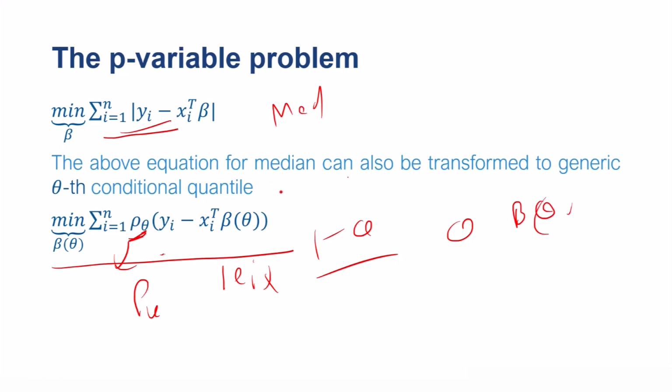To summarize, in this video, we transformed our two variable quantile regression problem into a p variable problem, with p independent variables and a dependent variable. So, a linear regression model with p independent variables.